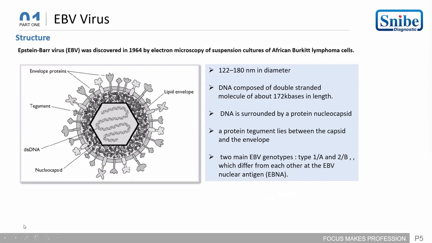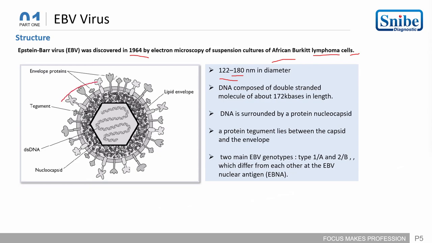So if we talk about the EBV virus, Epstein-Barr virus was discovered for the first time in 1964 by electron microscope from a suspension culture of African Burkitt lymphoma cells. So that's first found in the African Burkitt's lymphoma cells. The diameter is around 120 to 280 nanometers.